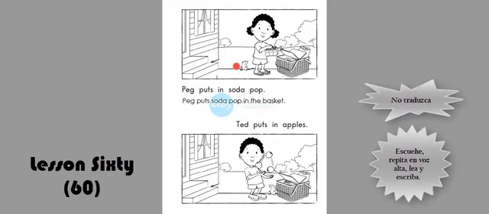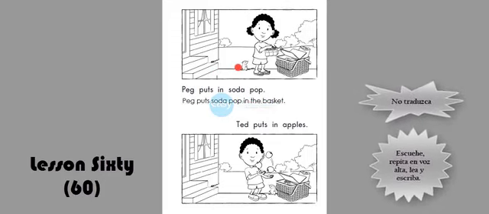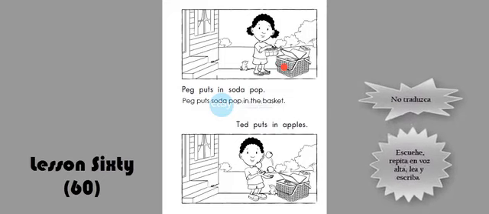And here is the mouse. The mouse is watching. The mouse is getting closer and closer to the basket. Is the mouse going on the picnic?